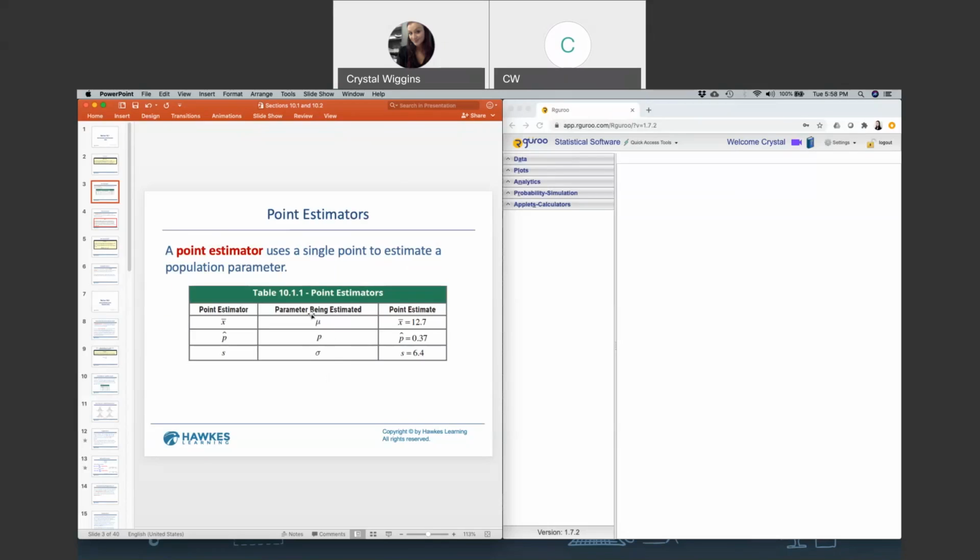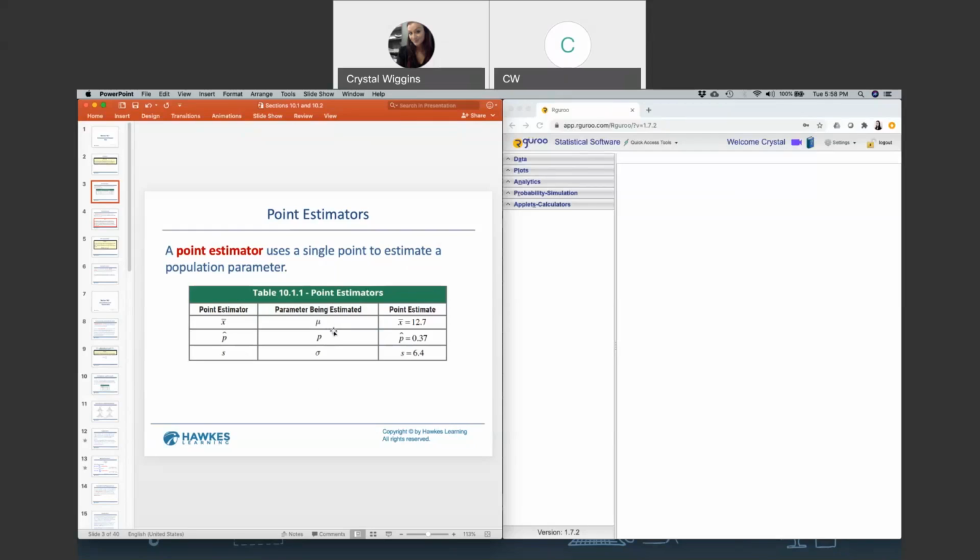But most of the time we do not have mu, P, or sigma when we are working with data. We have a sample mean, X bar. We have a sample proportion, P hat. We have a sample standard deviation, S, that we use in order to give our best guess of what's going on in the population.